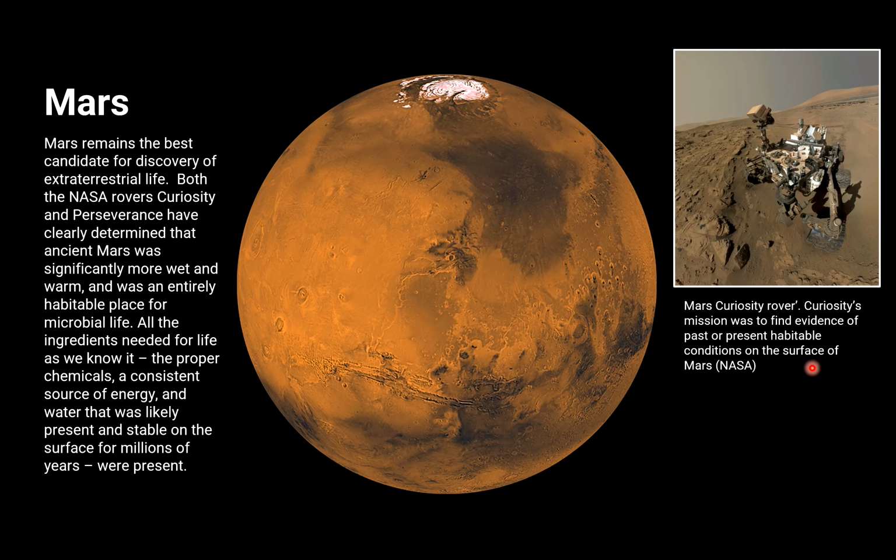Mars remains the best candidate for the discovery of extraterrestrial life because both the NASA rovers Curiosity and Perseverance clearly determined that ancient Mars was significantly more wet and warm and was an entirely habitable place for microbial life. All the ingredients needed for life were there: the proper chemicals and a consistent source of energy, as well as water. So yes, life could have been there. That makes sense.